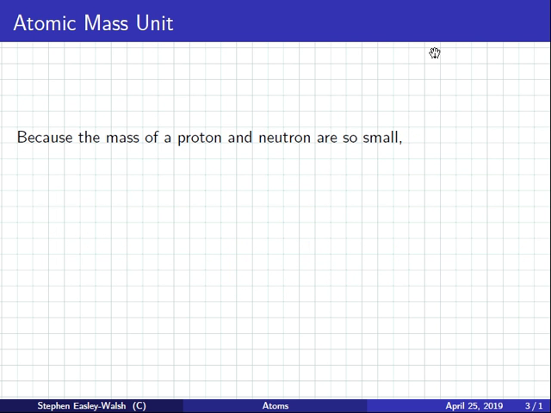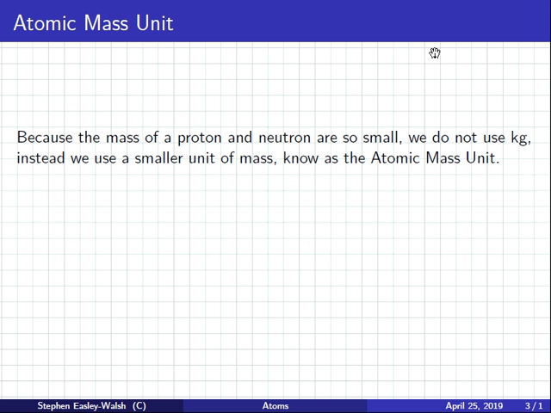There's quite a bit to look at. Because the mass of a proton and a neutron are so small, we do not use kilograms, because kilograms is too big. Instead, we use a smaller unit. The gram? No, even the gram is too big. We use a unit called the atomic mass unit.